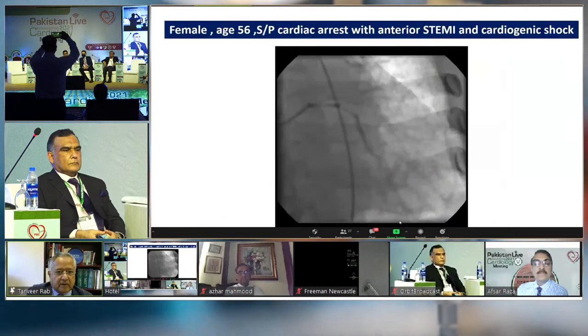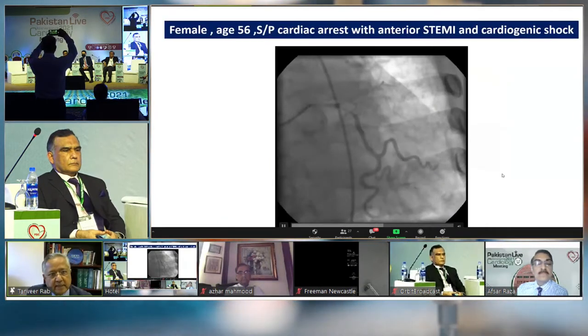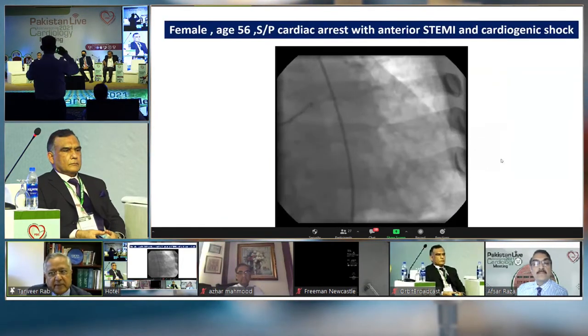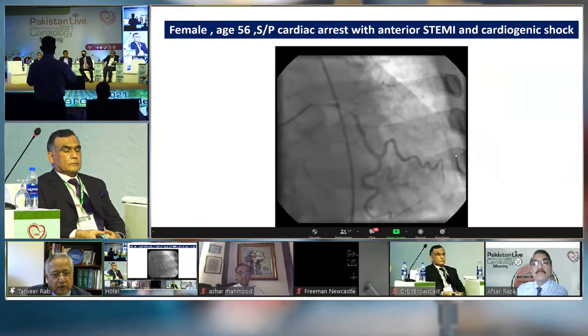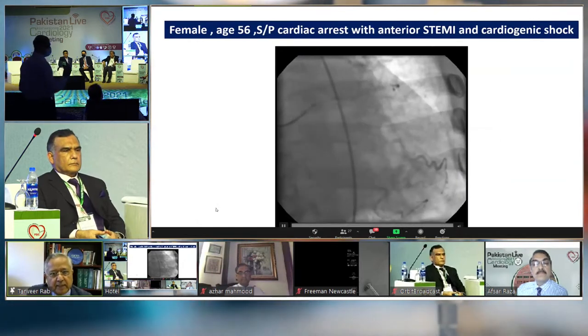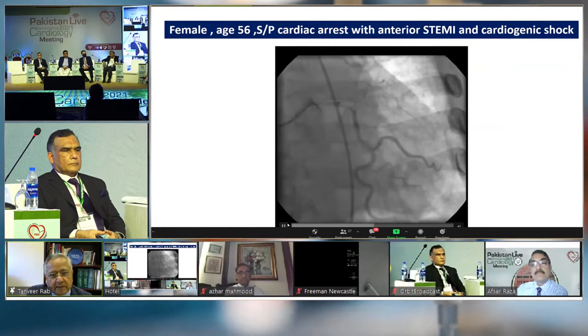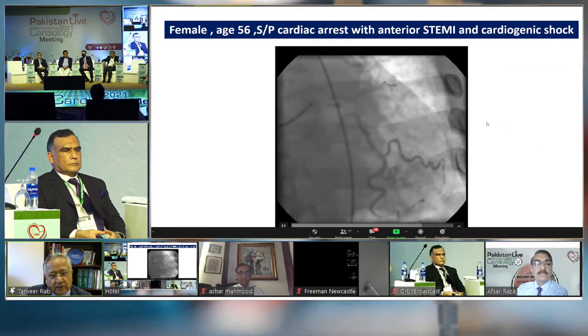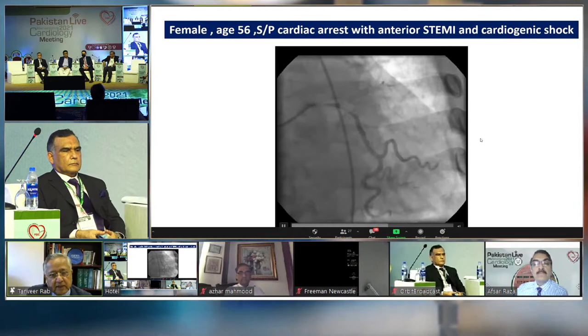This is a case of mine from recently: a female, age 56, status post cardiac arrest with STEMI and cardiogenic shock. I won't go into other details, but this is what the anatomy looked like. You can see this diffuse left main narrowing. You really can't see the LAD very well. It's a long lesion, and you always worry about SCAD. And here's a long lesion in the circumflex, more than 10 millimeters in length. So clearly, it's a complex left main lesion that requires at least a two-stent approach.